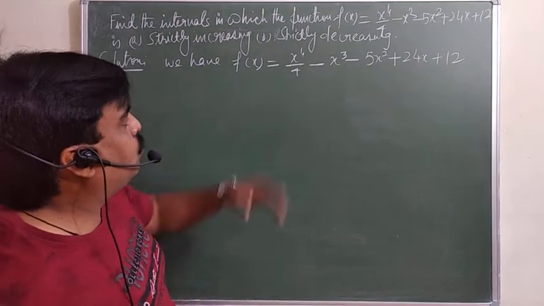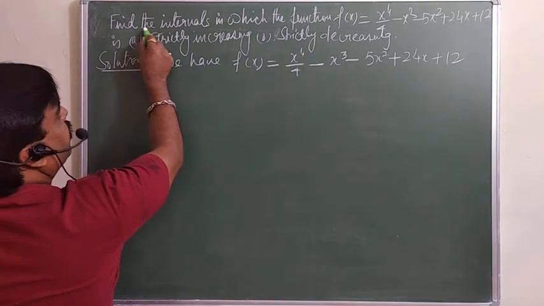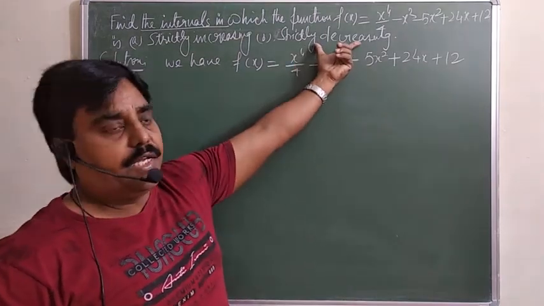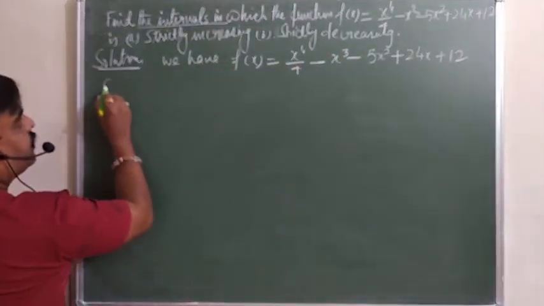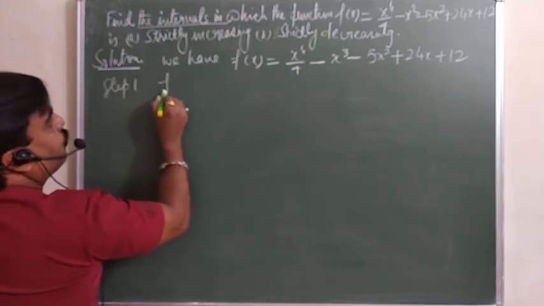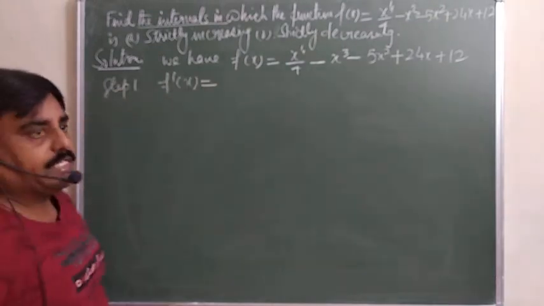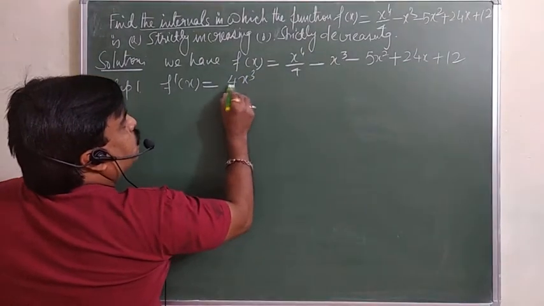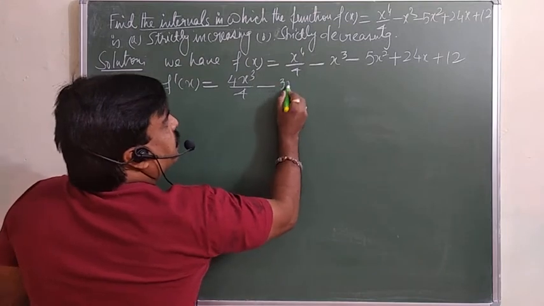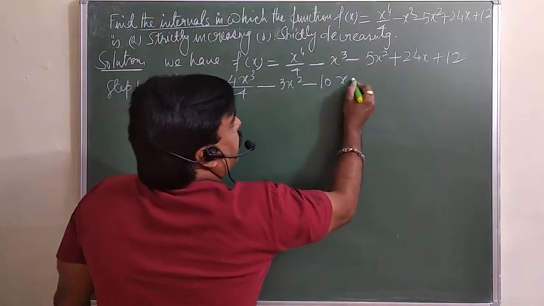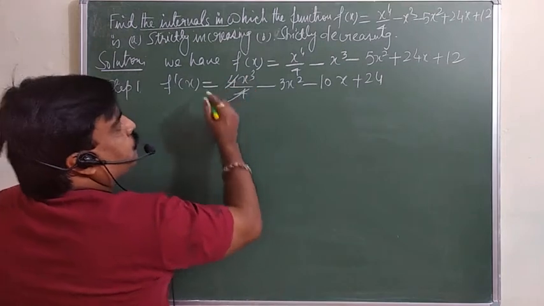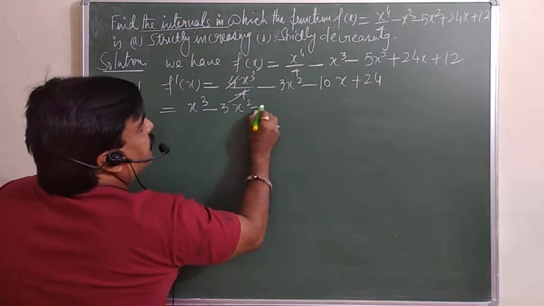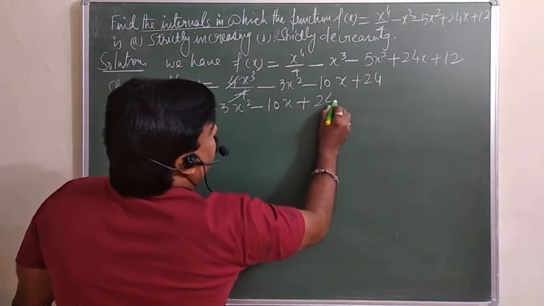Yes. Now one more question we are taking. The question is you have to find the intervals in which this function is strictly increasing and strictly decreasing. So step 1, as usual, we have to find the derivative of this function, f dash x. This is x to the power 4 over 4, so you can write 4x cube over 4 minus 3x square minus 10x plus 24. You can cancel the 4. So finally you are getting x cube minus 3x square minus 10x plus 24.